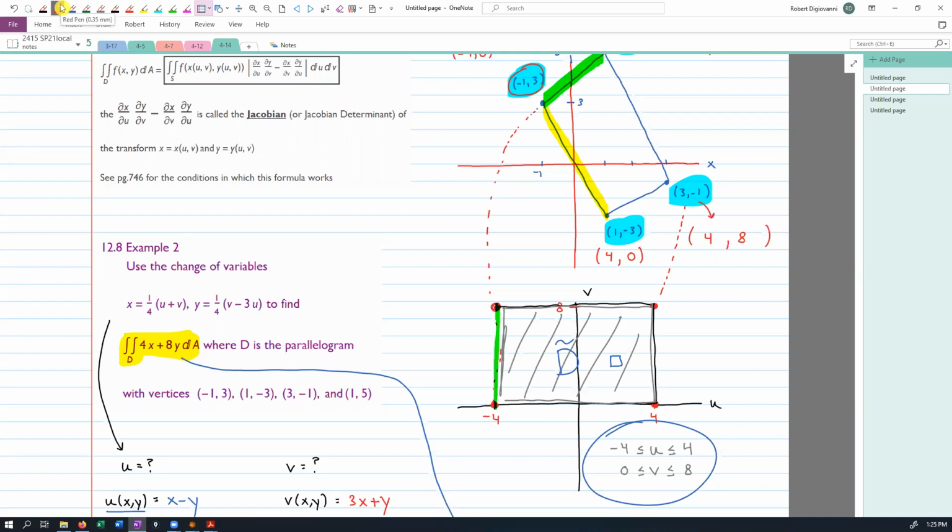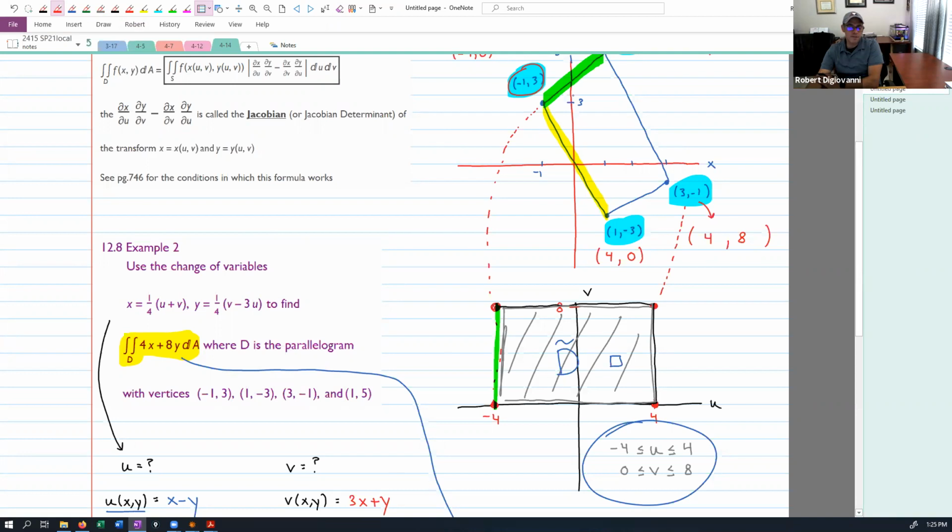I don't know if that's the profound question you're looking for. Well, it's not, but I want to be clear. We're not finding the area of this. That's not what this integral represents. This double integral represents the volume of the surface that is above this region in the XY plane.